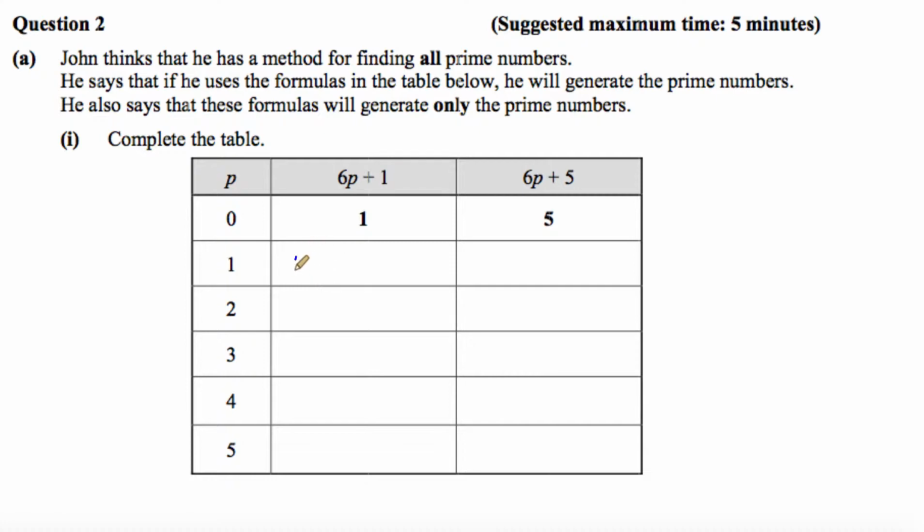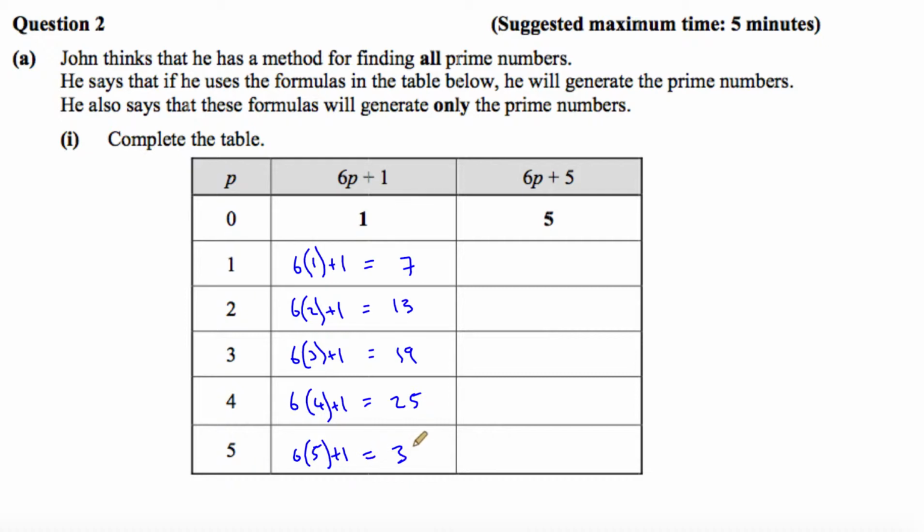So this first one would be 6 bracket 1 plus 1, and that gives us 7. Then we have 6 bracket 2 plus 1, which gives us 13. 6 bracket 3 plus 1 gives us 19. 6 bracket 4 plus 1 gives us 25. 6 bracket 5 plus 1 gives us 31.